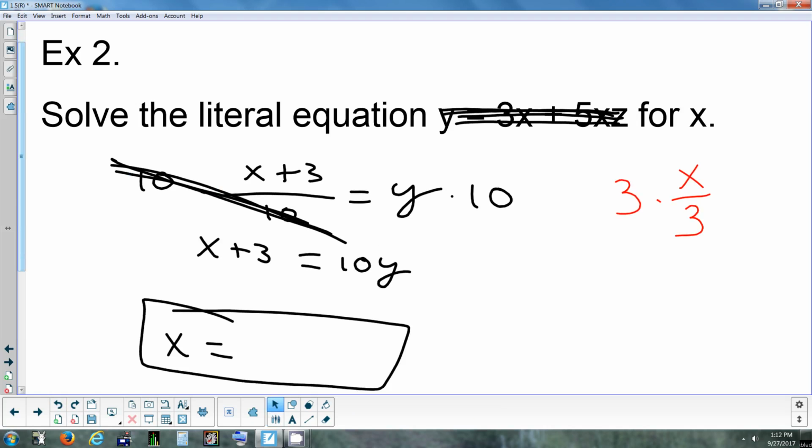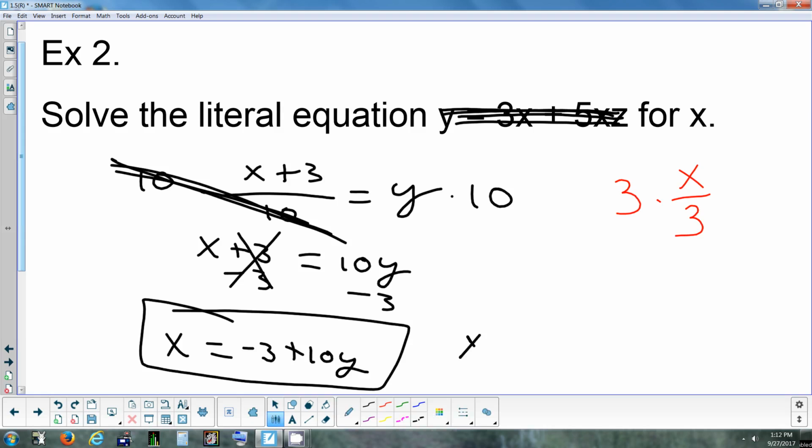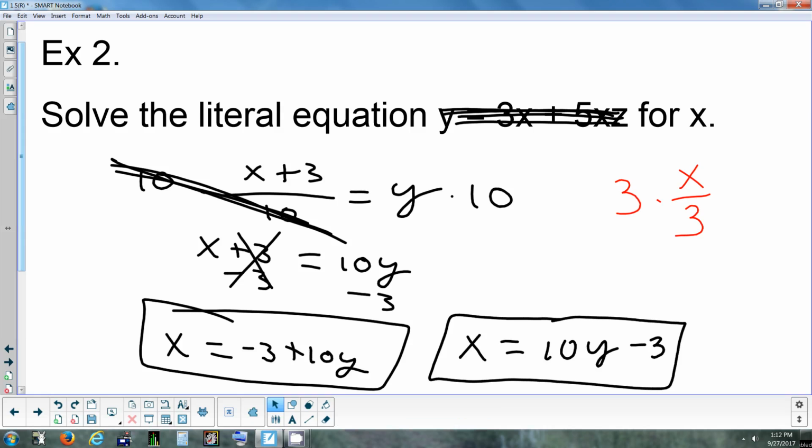So how do I get x by itself? How about Madison? You can subtract 3 on both sides. Subtract 3. And Madison, can you give me my final answer? It would be x equals -3 plus 10y. Yeah, perfect. That works. Or did anybody think a little bit differently? I put 10y minus 3. Perfect. Either way is correct, as long as the sign that's negative stays with the 3.